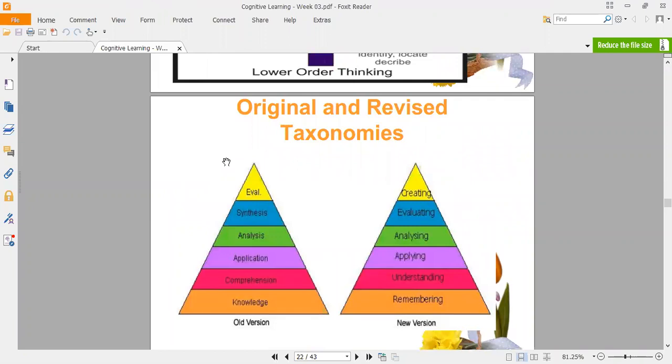And you can see the old version and the new version according to Bloom, right? The older version has synthesis, but what does the new version have? After analyzing, you don't have to find solutions. Rather than that, evaluation can be done, right? Okay, sir. Right, the comparison is there, so that's it.